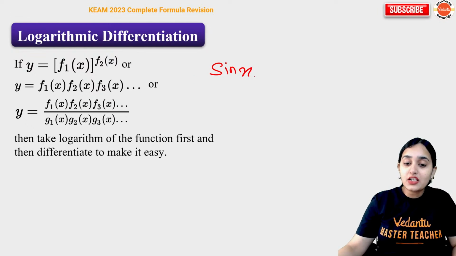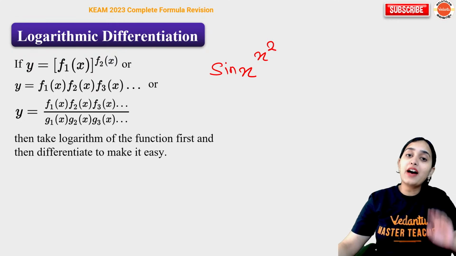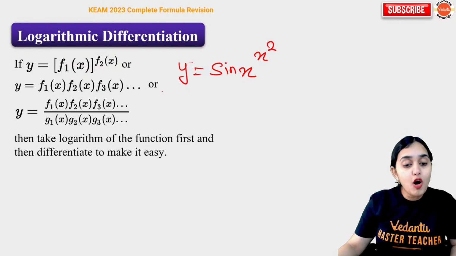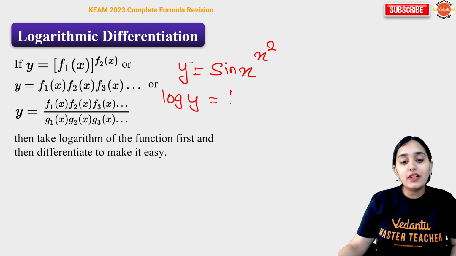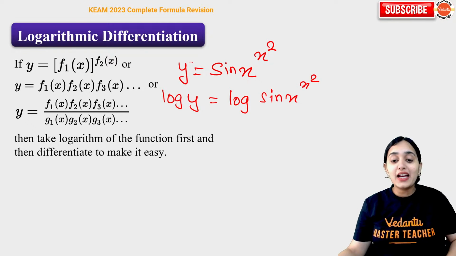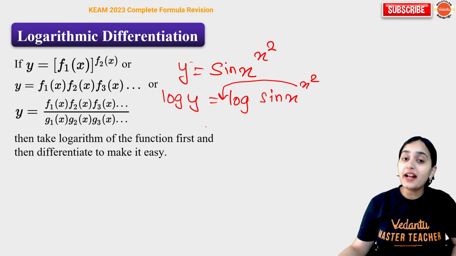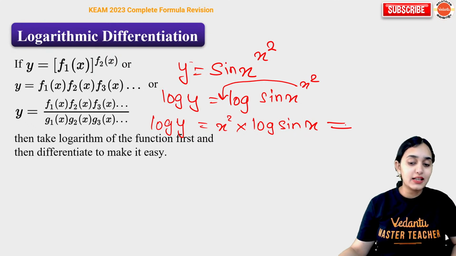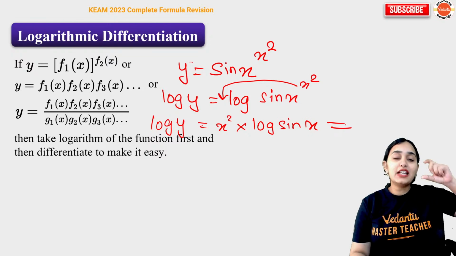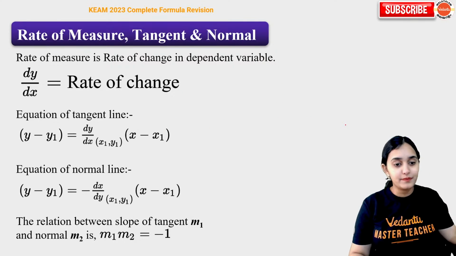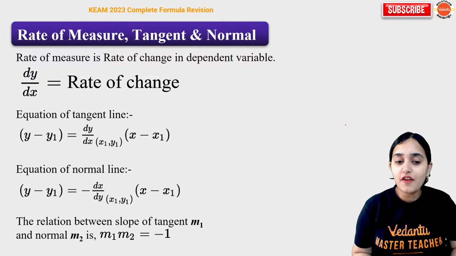Next, for logarithmic differentiation, why and when we use logarithmic differentiation? If there is a function raised to the power of another function, then what we do? We apply log. So log of y will be log of (sin x) to the power x square. Why? Because power always comes in front. So this will become log y is x square into log sin x. Now the differentiation is easier. So whenever there is function to the power of another function, apply log. Remember.